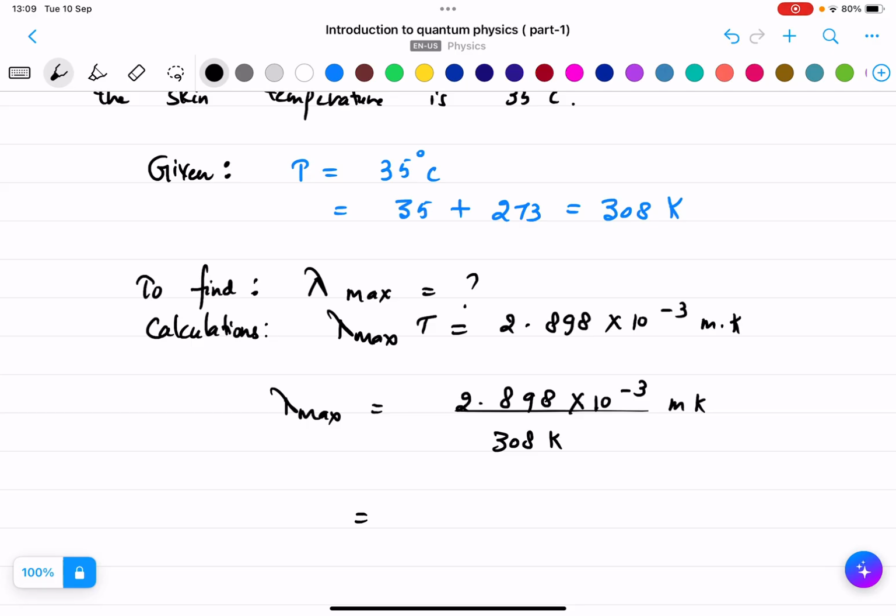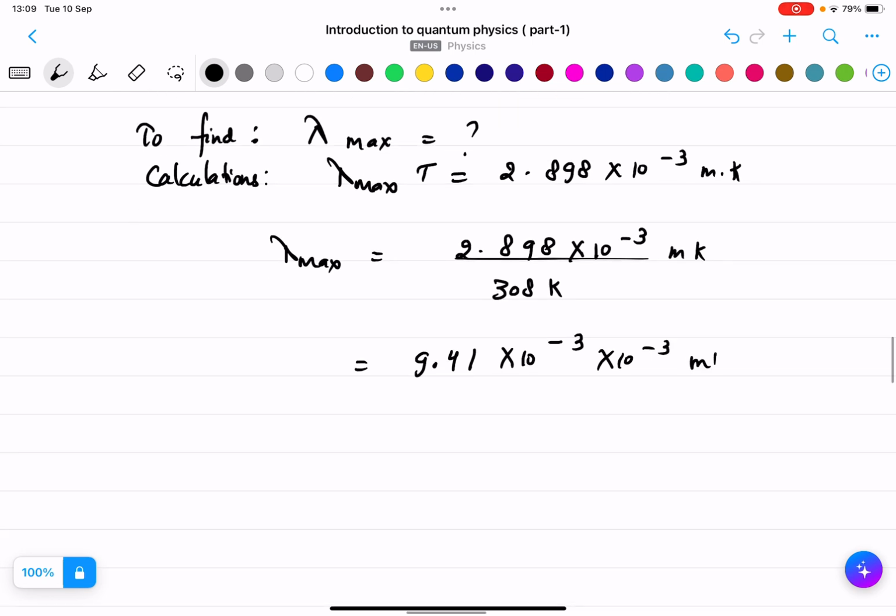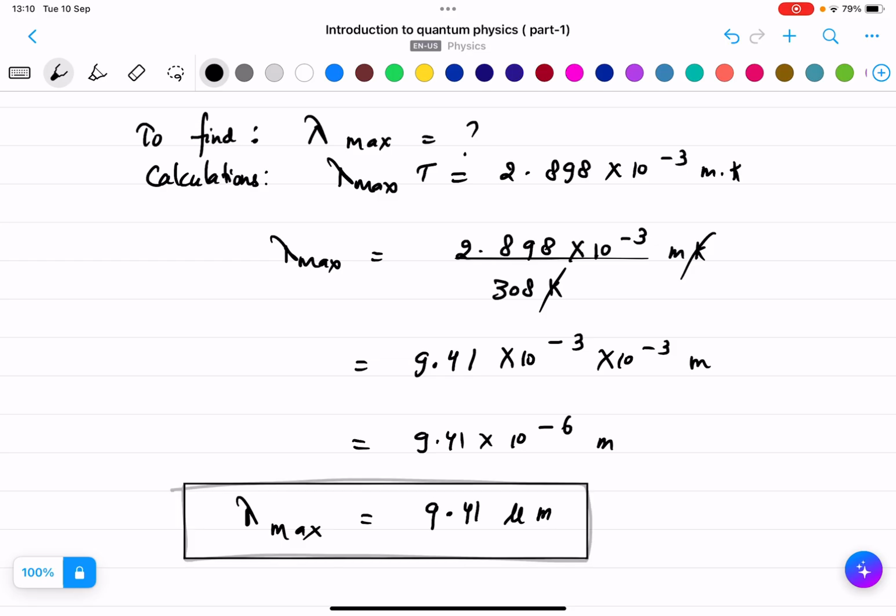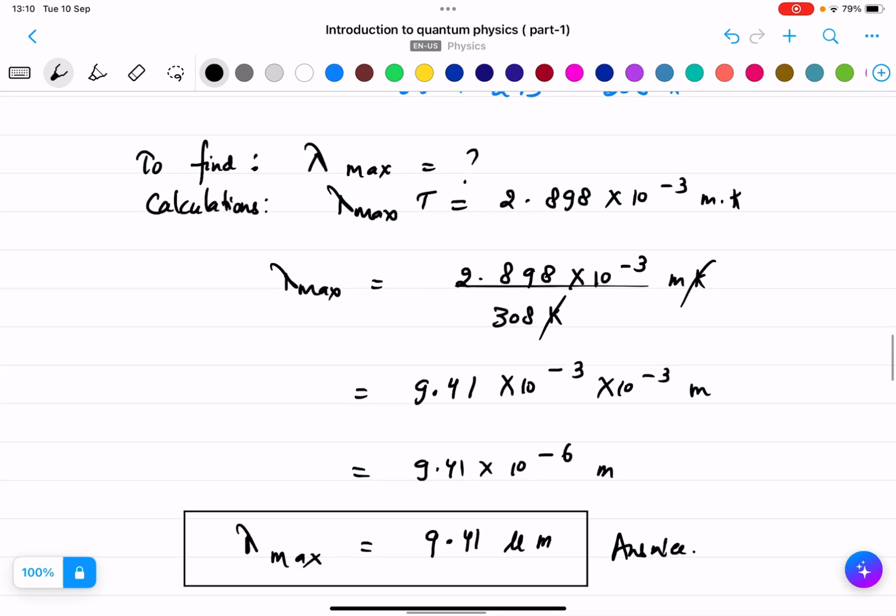Let me calculate. It will be 9.41 into 10 to the power minus 3 into 10 to the power minus 3 meter Kelvin. So it will be 9.41 into 10 to the power minus 6 meter, or I can write 9.41 micrometer. Kelvin to Kelvin we can just cancel out, and then the final answer is this one. So this is my answer, and I am writing the answer here. This is the type of numerical you can get.